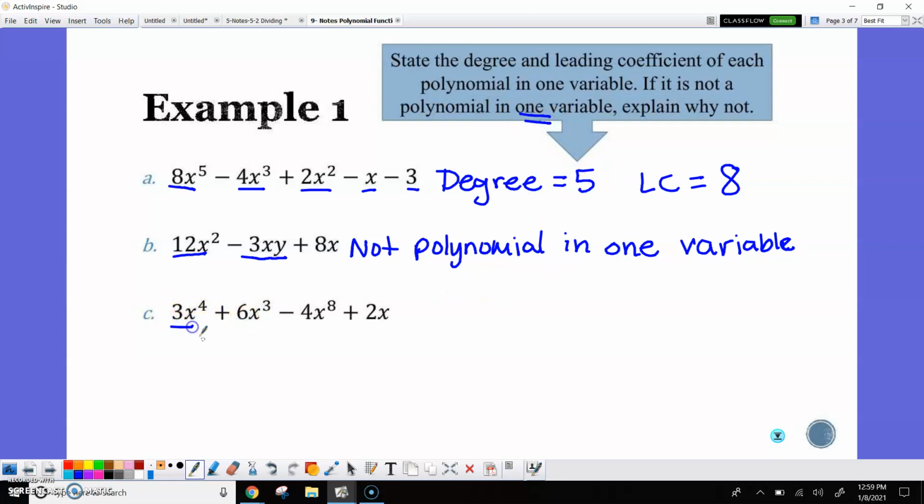Last one, this is a polynomial. This is a monomial, this is a monomial. Monomial, monomial, so it is a polynomial. There's only one variable, so the degree, my largest exponent here is 8. And then the leading coefficient would be -4. Make sure you take the sign of it. So this one was out of order. Just look for the highest exponent. In this case it was 8 in the middle over here. And then the leading coefficient is the coefficient for that term. Okay?